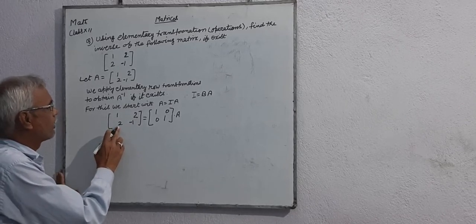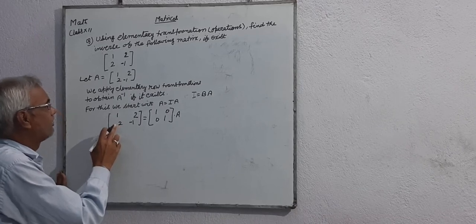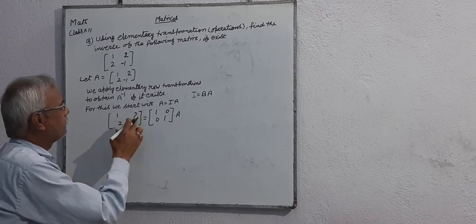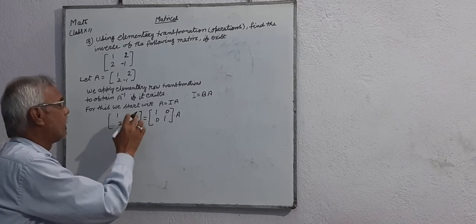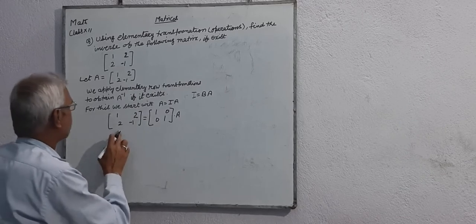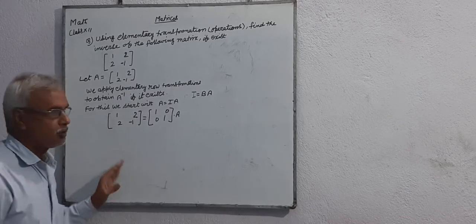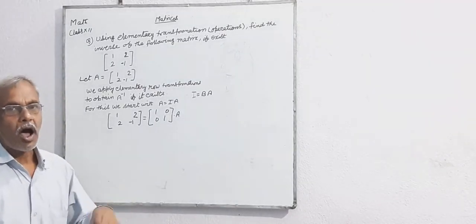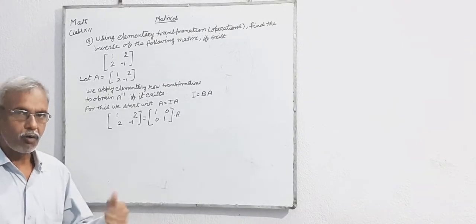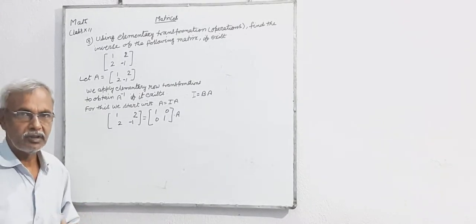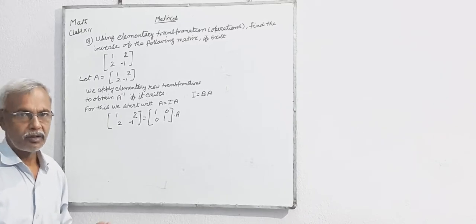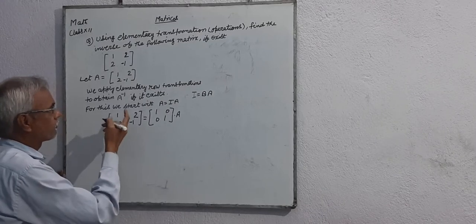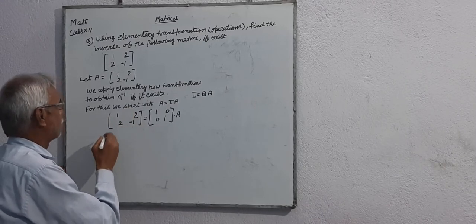Start with the left bottom, convert it into 0, then convert the diagonal into 1, 1, and in the last convert the right top into 0. In any question we use only row operations, or otherwise only column operations. If row and column operations are mixed in a particular question, the inverse cannot be solved. In this question, we use only row transformations.